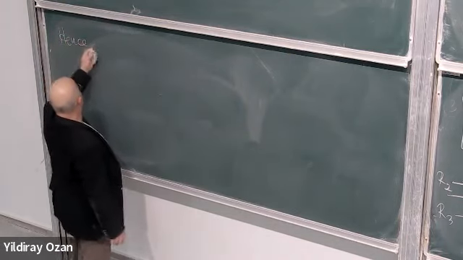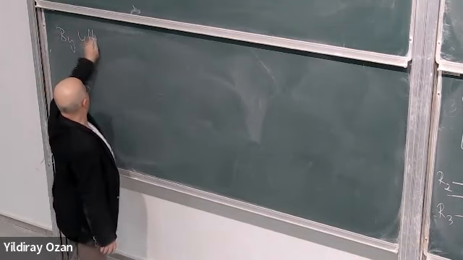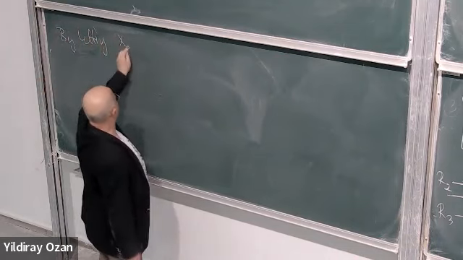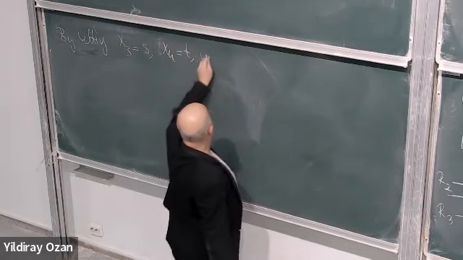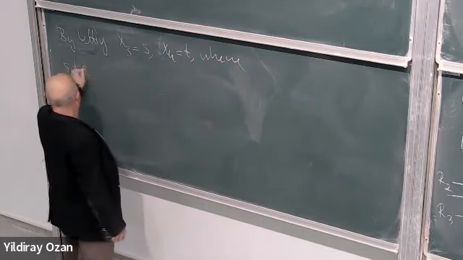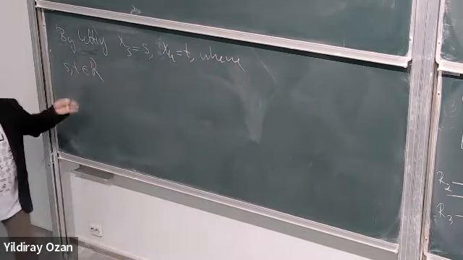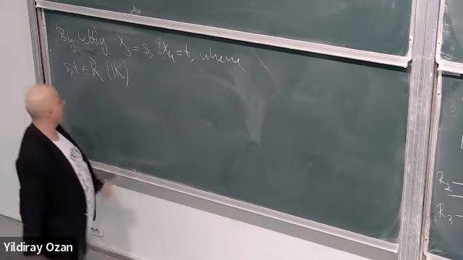Hence, by letting x3 equal s and x4 equal t, where s and t are arbitrary, let's say, real numbers. In general, they can be just field elements if you are working in a field other than R.